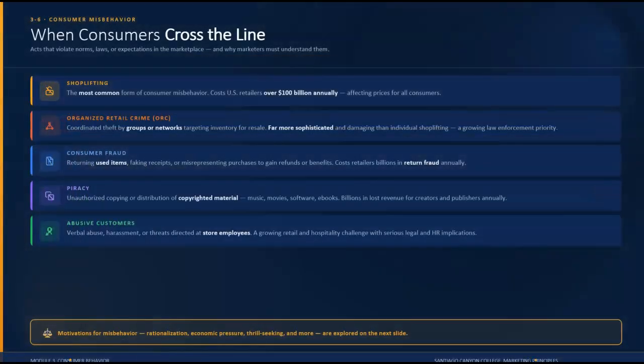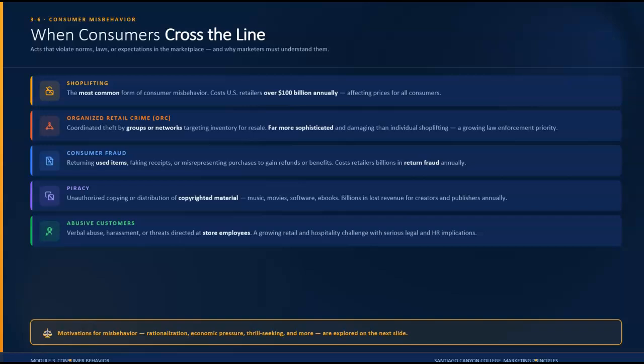When consumers cross the line: acts that violate norms, laws, or expectations in the marketplace, and why marketers must understand them. Shoplifting, the most common form of consumer misbehavior, costs U.S. retailers over $100 billion annually, affecting prices for all consumers. Organized retail crime, coordinated theft by groups or networks targeting inventory for resale, is more sophisticated and damaging than individual shoplifting, a growing law enforcement priority.